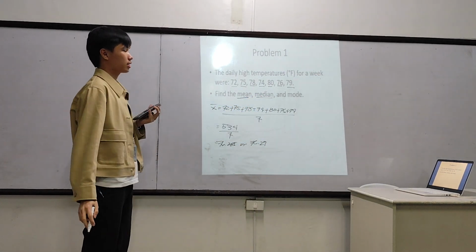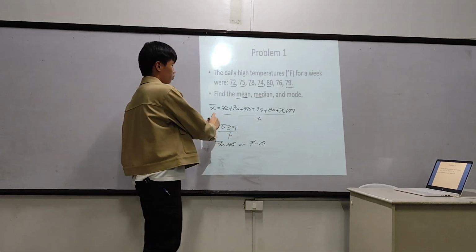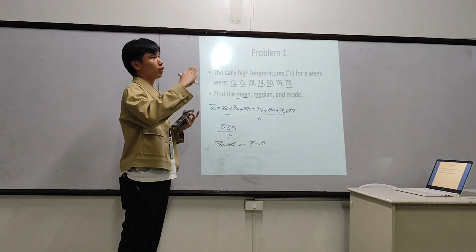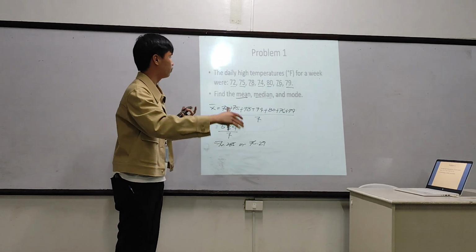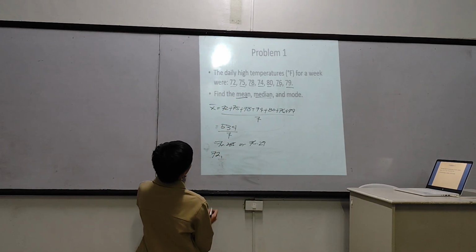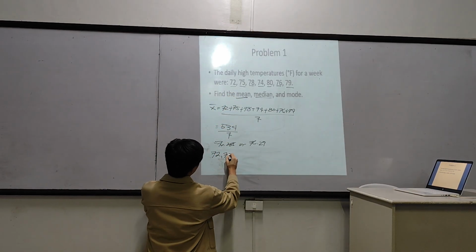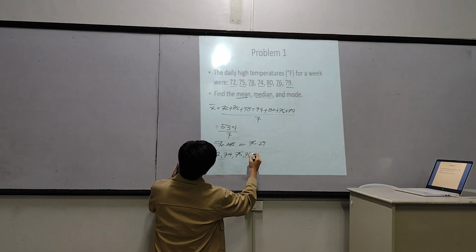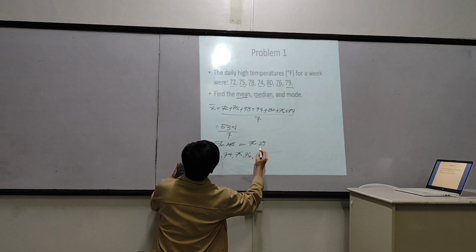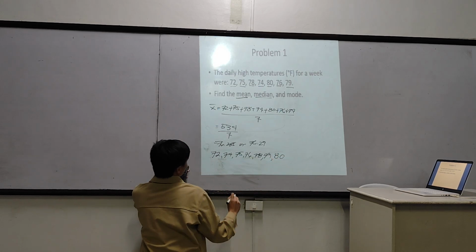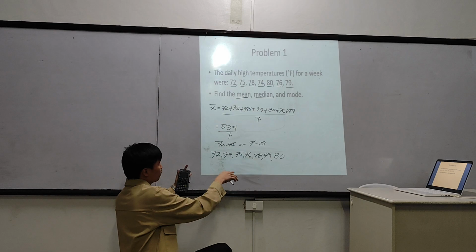Now let's find the median. The median is the centermost of this data set. The first rule is to sort it from least to highest value. So the first number is 72, followed by 74, next is 75, next is 76, next is 78, 79, and lastly 80.